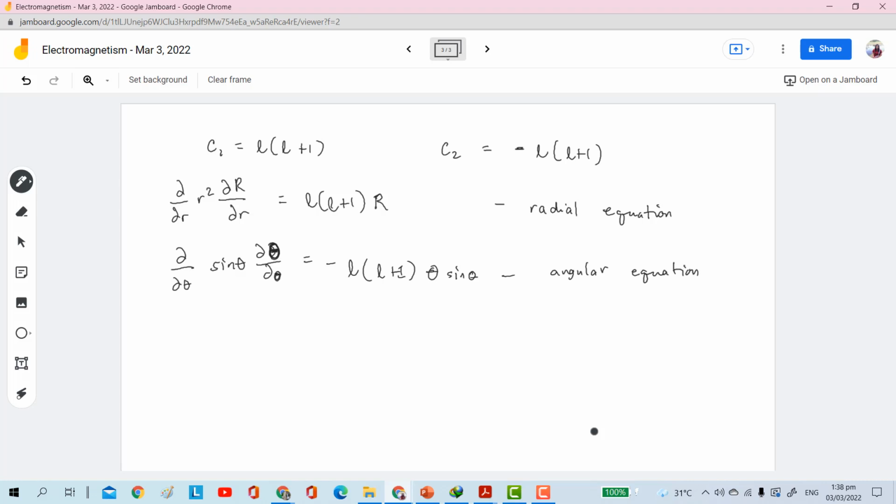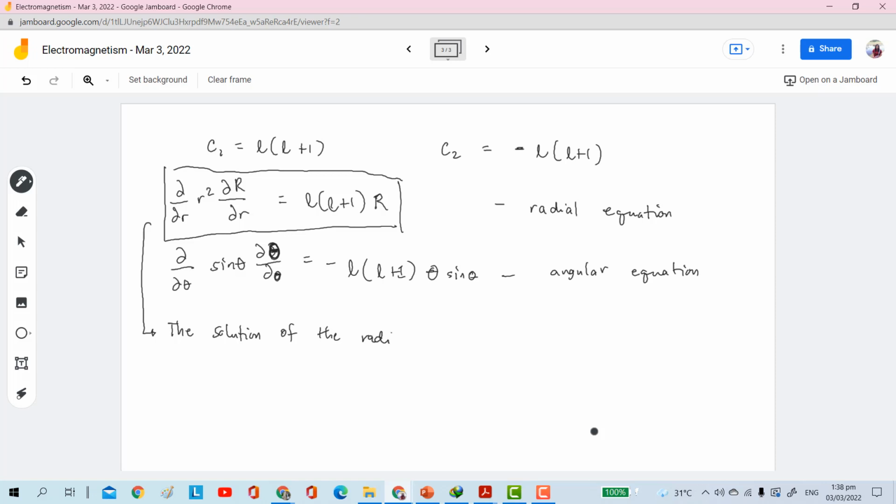Okay. Now, for this kind of derivative, class, the solution to this, the solution to the radial equation, the solution of the radial equation is this.